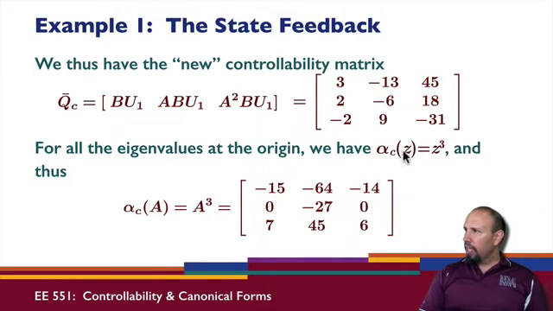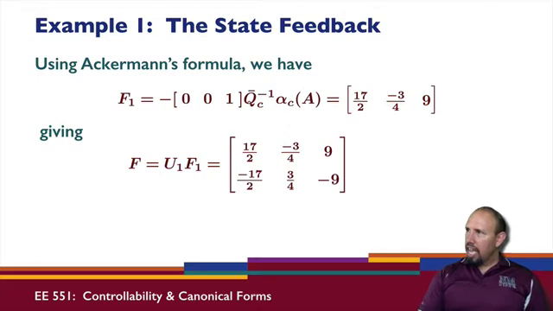If I plug A into alpha_C, I'm going to get A cubed. So that's alpha_C of A. And Ackermann's formula basically says this. Notice I have the Q bar here because instead of B, I'm using B U1. It requires the inverse because the system must be controllable in that case. So here's the formula, alpha_C of A, that's A cubed. I just multiply this out, I get this expression. So this is my F1. And F, which is the actual state feedback gain, is given by U1 F1, and it's given by this.